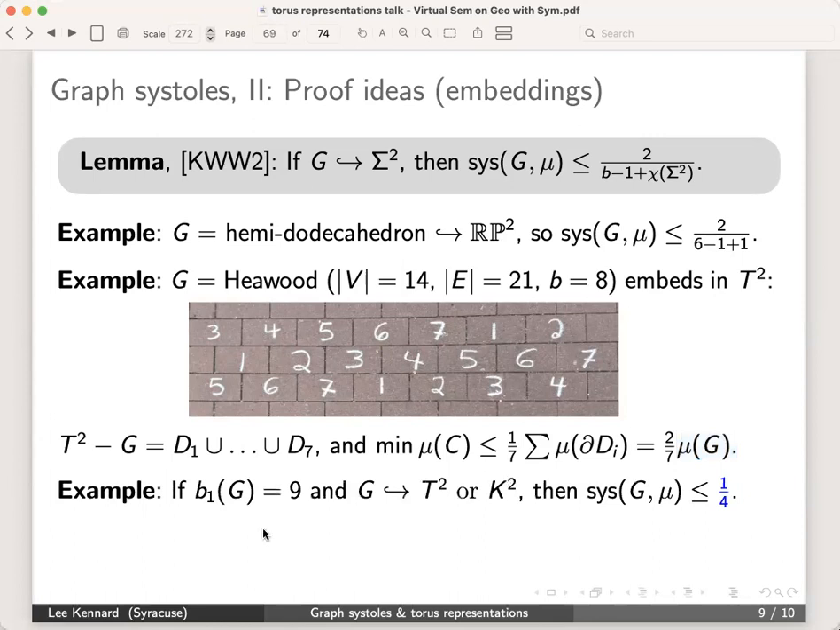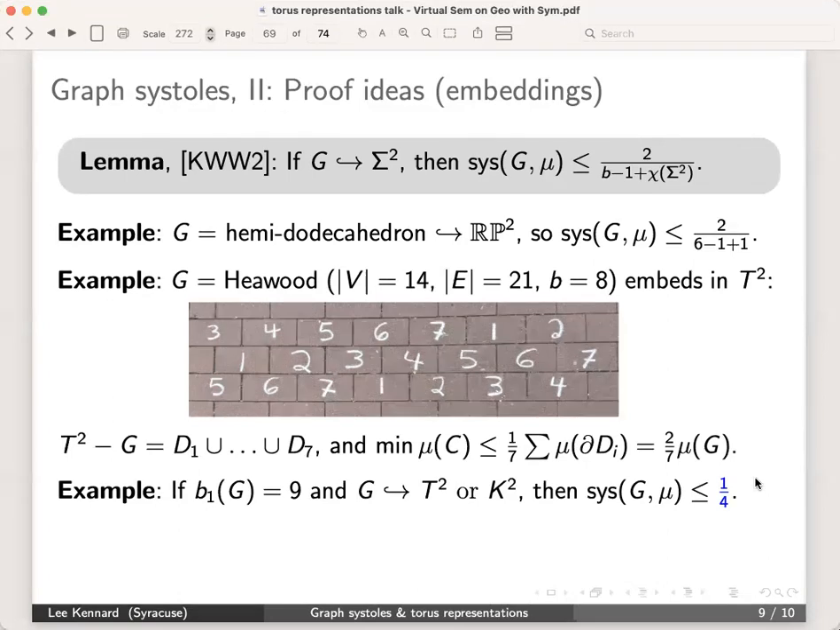Okay, one more example for Betti number 9. I mentioned this was a critical Betti number. Then the goal here is to show that it embeds in an Euler characteristic 0 surface, the torus or the Klein bottle. Because then if you plug those numbers in, Euler characteristic 0 means that's not there. And you have 2 over 9 minus 1. That's that magical blue fraction of 1/4. So one method to try to prove this theorem is to show that all graphs of Betti number 9 embed in the torus or the Klein bottle.